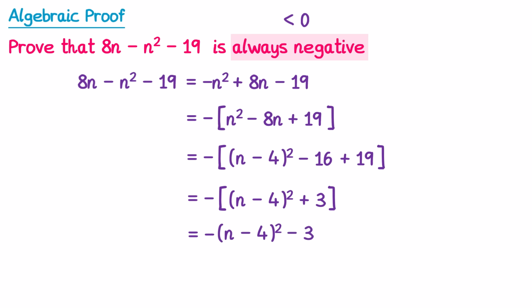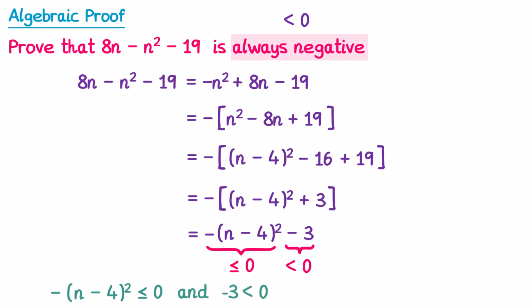Now for this one we need to show it's negative, which is very similar to what we did in the previous proof for positive. So we look at this part here. Now the bracket itself must be greater than or equal to 0, but since it's got a negative at the front, it must be less than or equal to 0. -3 is obviously less than 0, so what we have here is something that's less than or equal to 0, and then we're subtracting a number from it, so it must be negative. To write this, we could say that negative bracket n minus 4 squared is less than or equal to 0, -3 is less than 0, so negative bracket n minus 4 all squared subtract 3 must be less than 0, which means it's negative.